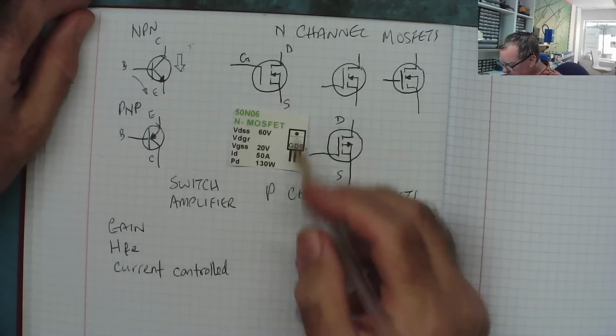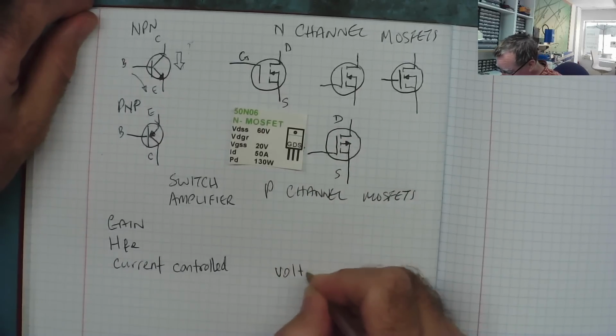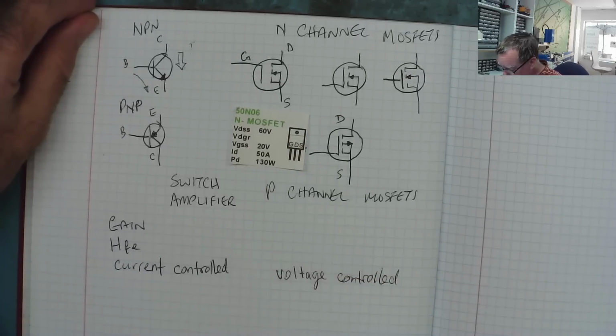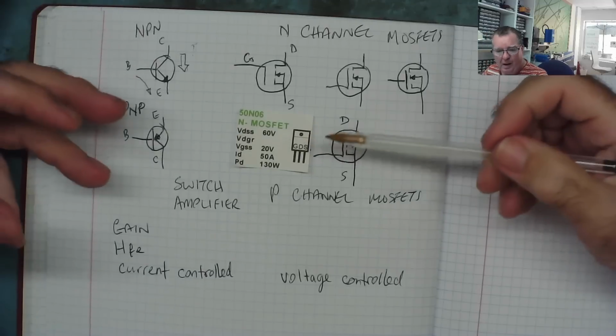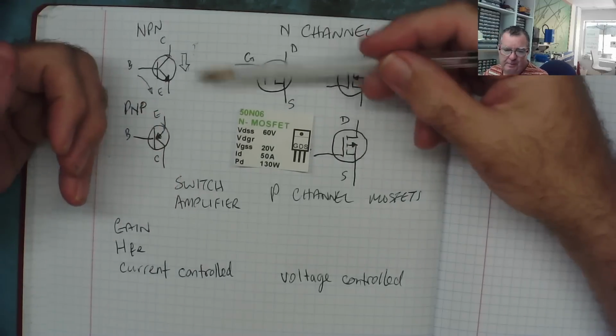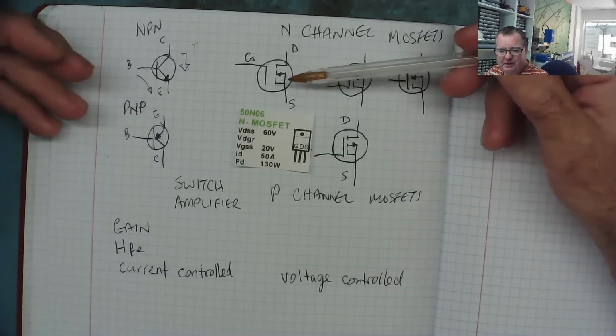Your MOSFET, however, is a voltage controlled device. It works in the same way, if you like, but instead of passing a current through the base emitter to control the current, with this you just apply a voltage to the gate.